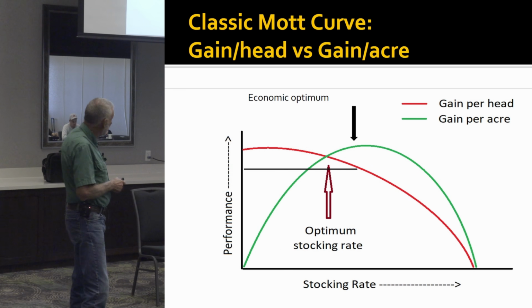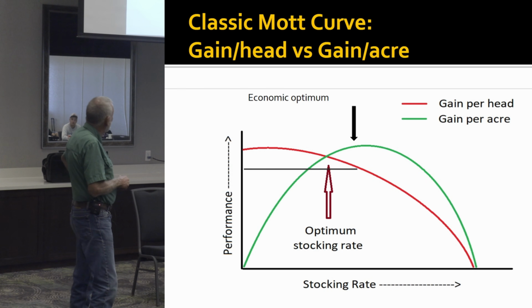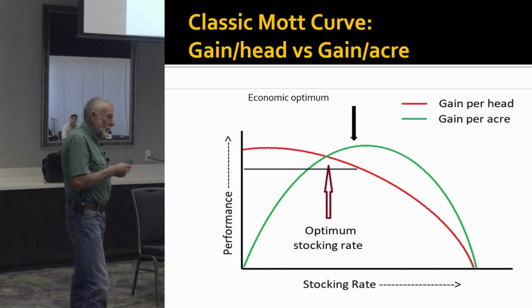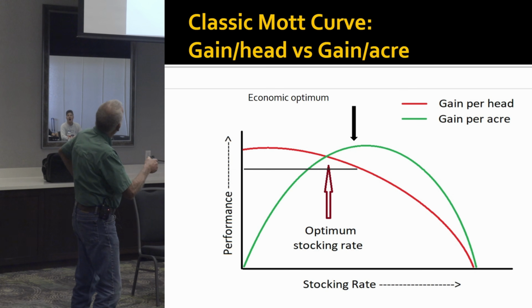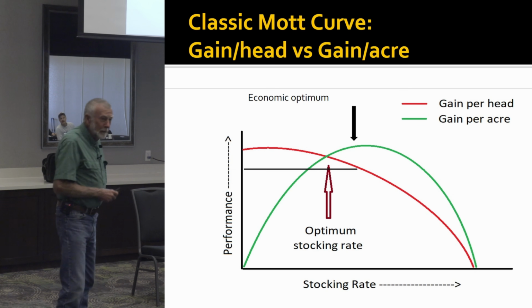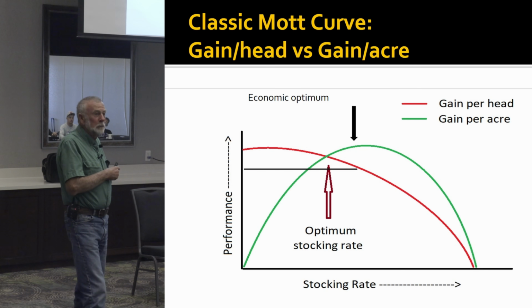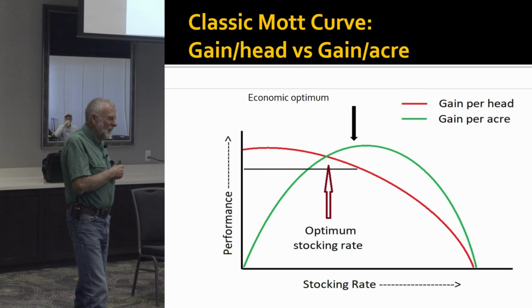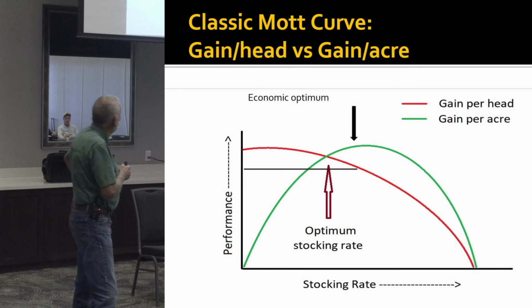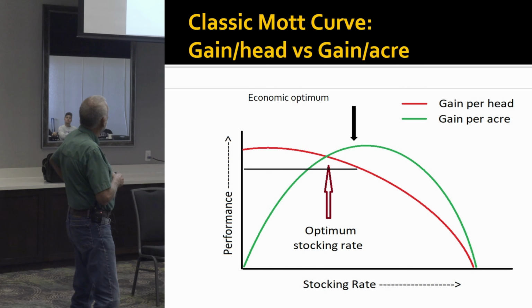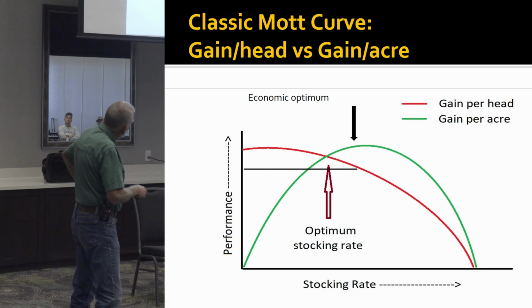Now, this relationship between increasing stocking rate and increasing performance is commonly expressed by something they call the Mott curves. Gerald Mott is the guy who first drew this out. He was an American pasture researcher, worked from the 1940s to about 1990 when he passed away. But there's two lines on here, the red line being gain per head. So we're going to increase stocking rate.